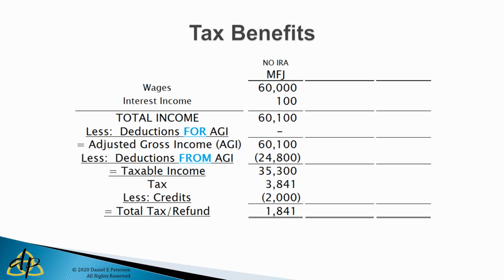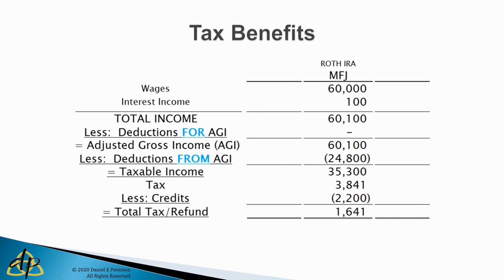From that tax, they deduct their $2,000 child tax credit for their child that they have who's under the age of 17. That generates a total tax amount of $1,841. This same couple can make a Roth contribution of $2,000.